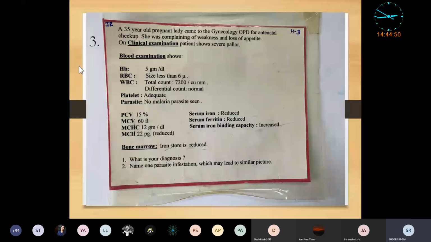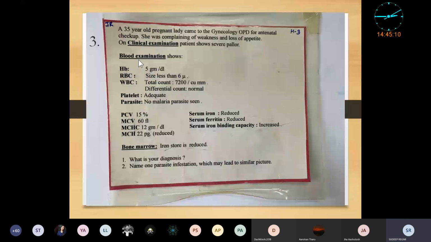Normal is 80 to 100 femtoliter. If it is less than 80 femtoliter, then that is microcytic. If it is 80 to 100, then it is normocytic. If it is more than 100 femtoliter, then it is macrocytic. So this comes under a microcytic RBC. And there is anemia. So this is a microcytic anemia. And MCHC and MCH, hemoglobinization, all is reduced.